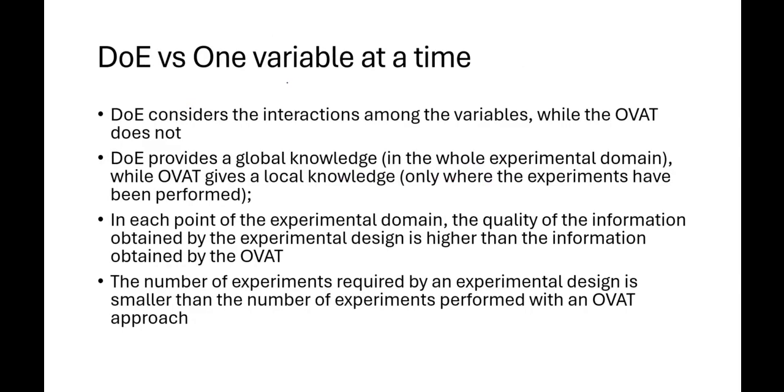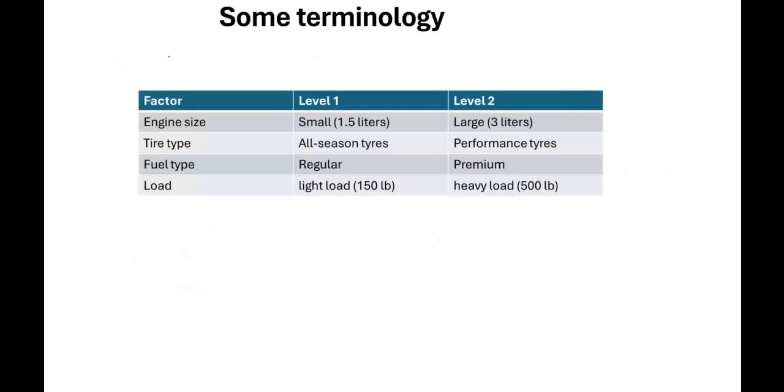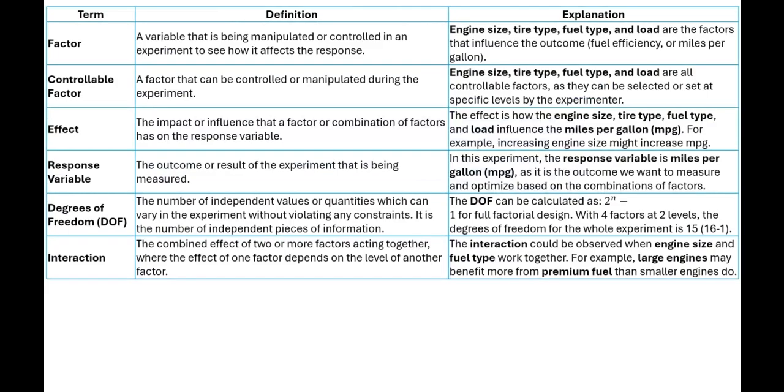As you see, the design of experiments helps us to see the interactions between the variables, and it helps us to get more information about the experiment. And then, as you will see in the next slides, we can also decrease the number of experiments and get the information as required, as needed. There is some terminology involved in design of experiments, so let's start one by one.